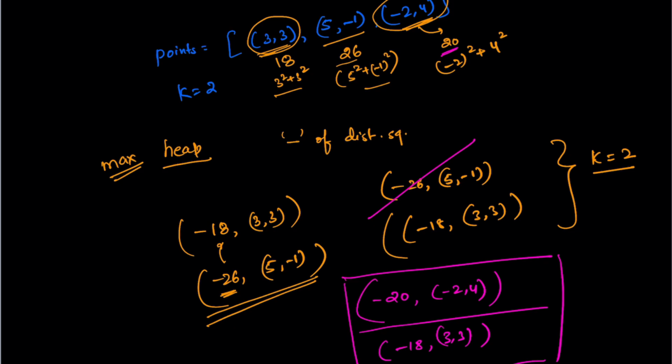Now we have run through all the points. So the next part is to extract these items. When we extract, we will only keep the point part. And so our solution will have minus 2 comma 4 and then 3 comma 3. That is our solution. Okay, let's go to LeetCode and see how we can code this.